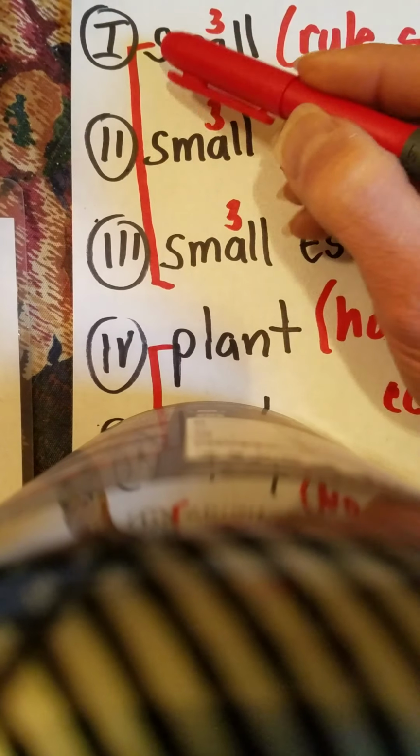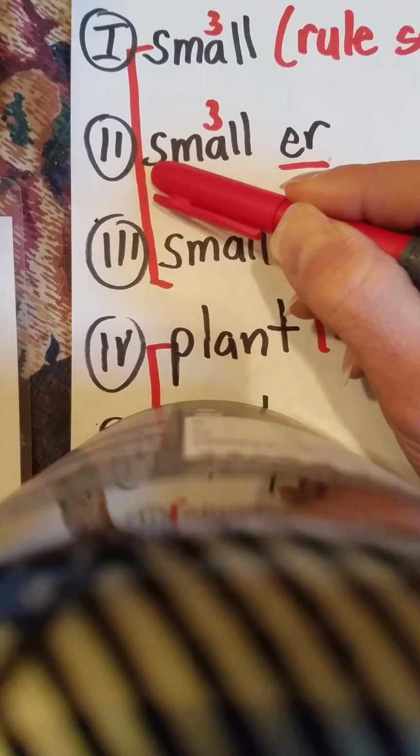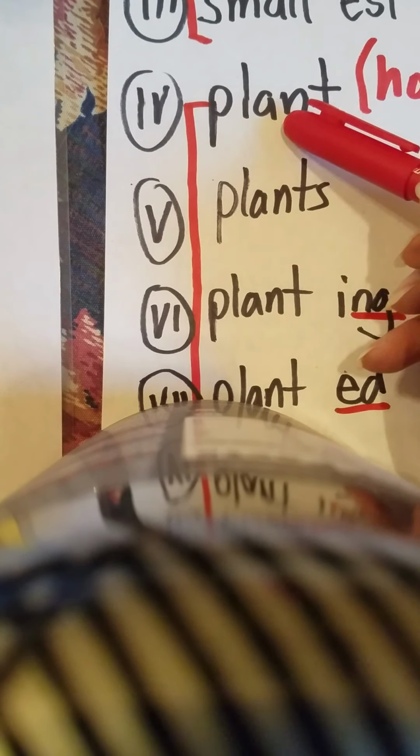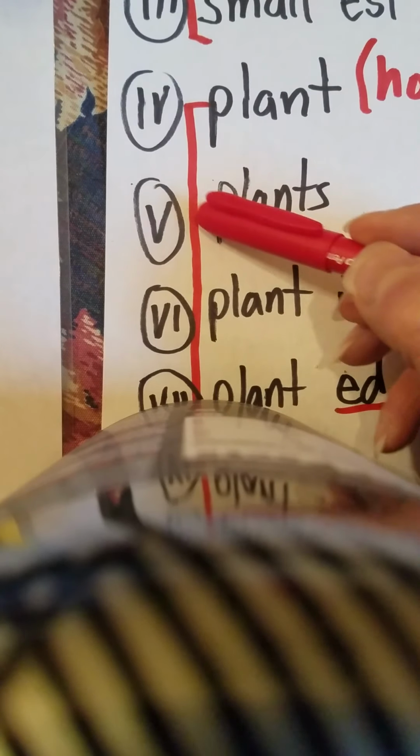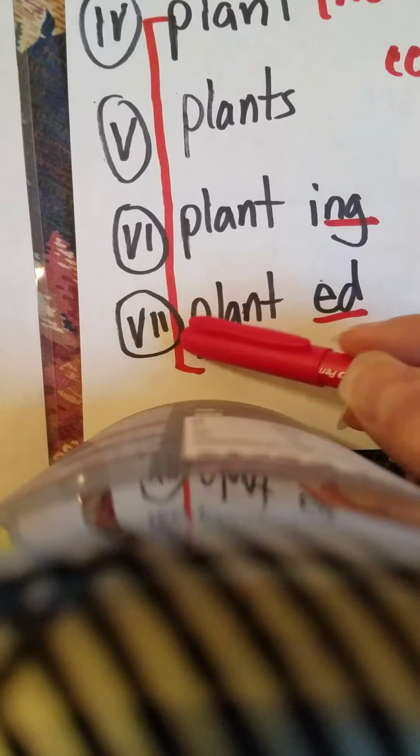All right. So let's go back up. Let's review these words. Small. Smaller. Smallest. Plant. Plants. Planting. And planted. All right. Okay, John Carlos.